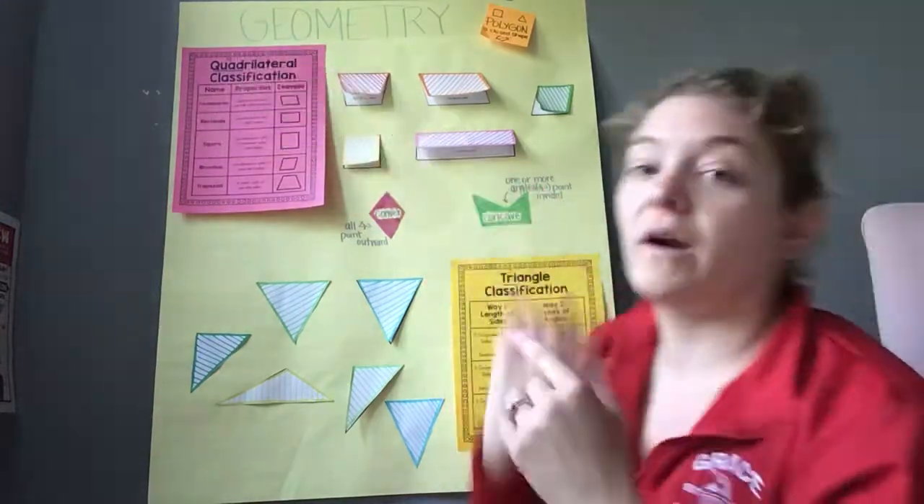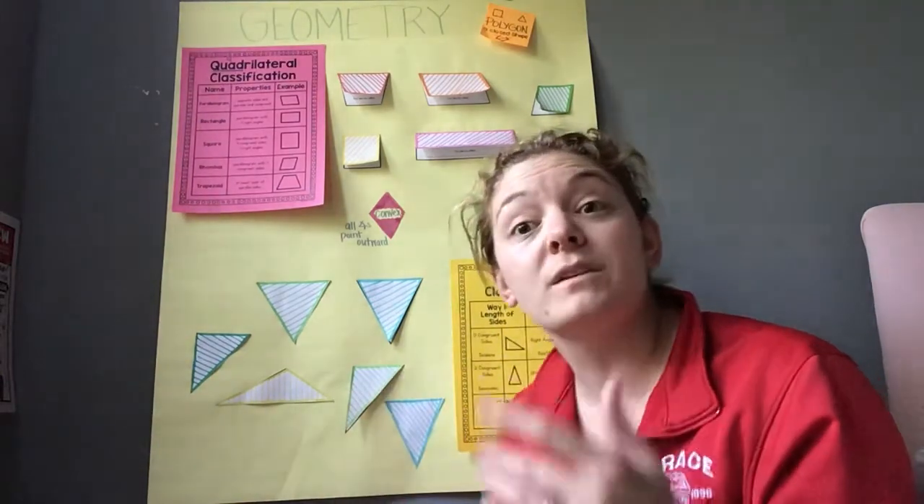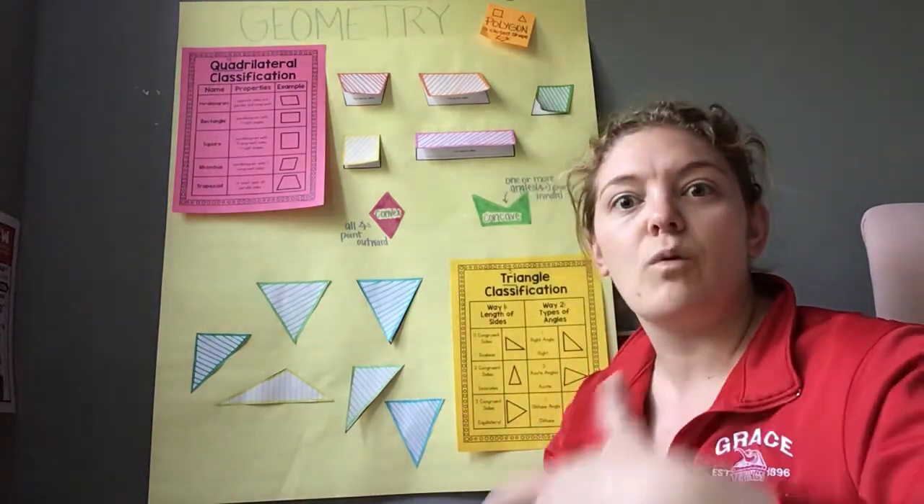So quadrilateral means four. My challenge for you is to think of other words that start with quad, and let's make connections of why it's four. Bring them to the Zoom meeting. That would be very fun. Okay, so that's a challenge. Think of some other words that start with quad.